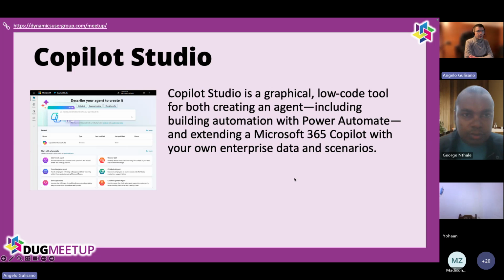Copilot Studio is a graphical low-code tool that allows us to create a chatbot or agent, including automation integrated with the Power Automate, of course, and Microsoft 365. And with this studio, we can create in a few minutes a practical AI assistant. So it's really, really nice tool to use.